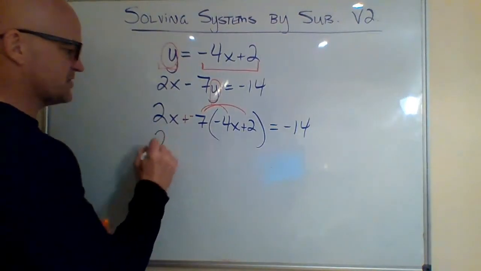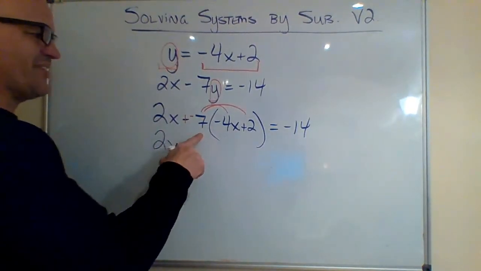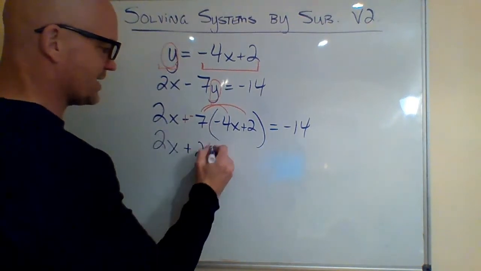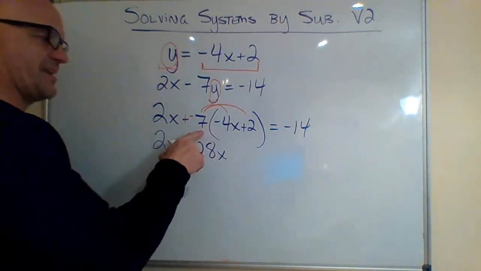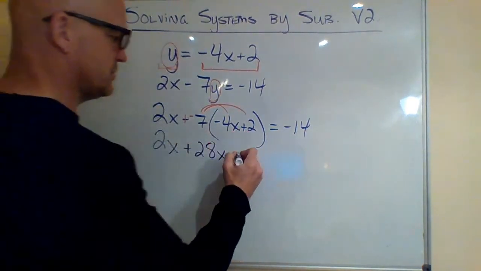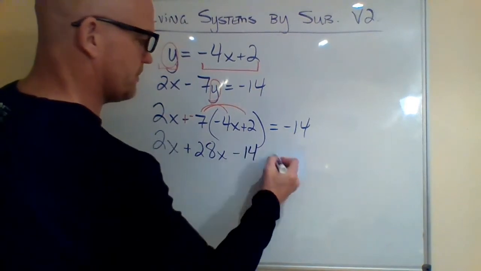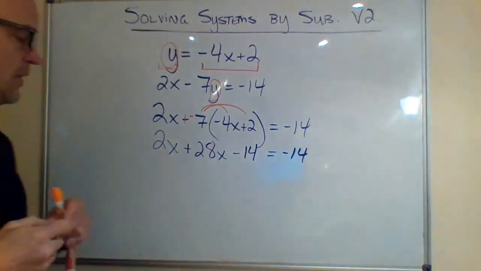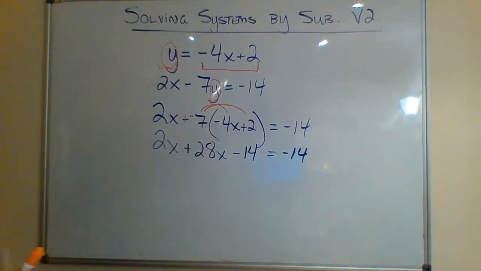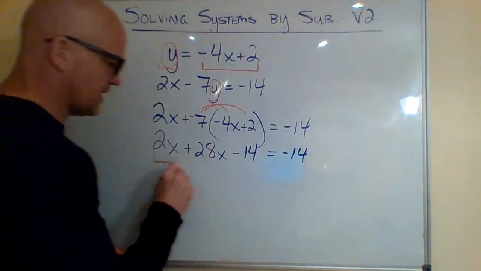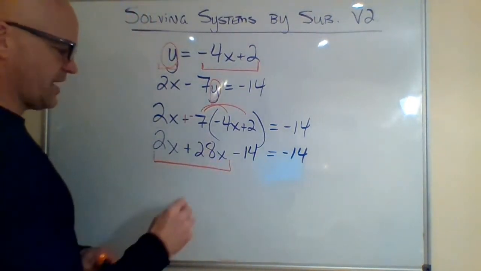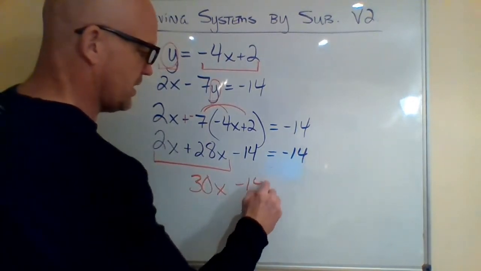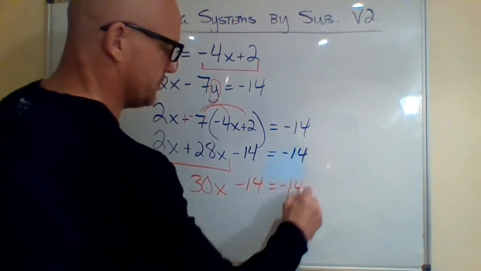So we have 2x, negative 7 times negative 4x would be positive 28x. And that negative 7 also has to hit that positive 2, which is negative 14. And that's going to equal negative 14. So now we're going to solve. Like terms, got to gather them up. 2x and 28x, 30x, minus 14 equals negative 14.